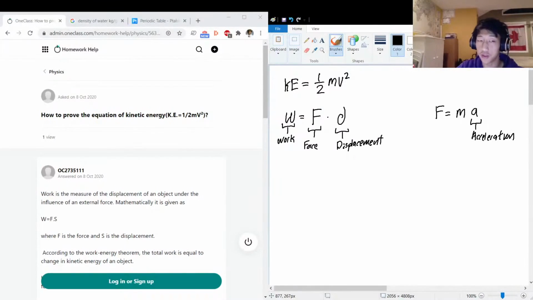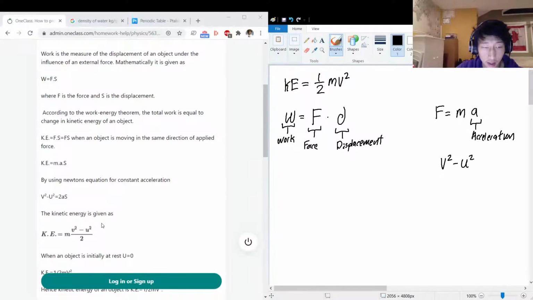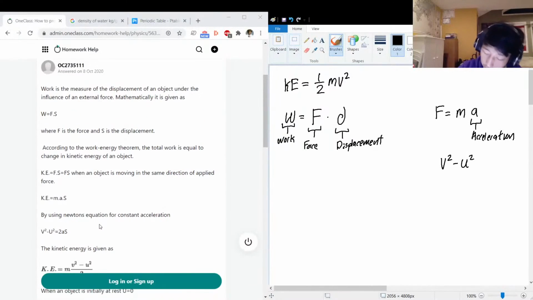And let's think to our kinematics equations. We have a kinematics equation that is like this. The final velocity squared minus the initial velocity squared is equal to 2AD. D being the displacement. The D, this D, as well as this D are the same D. Okay, so this is our kinematics equation.